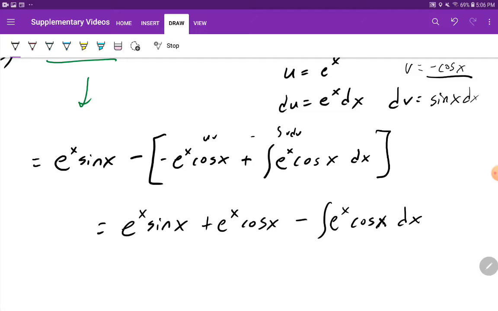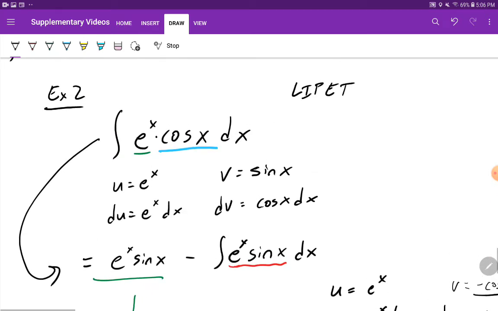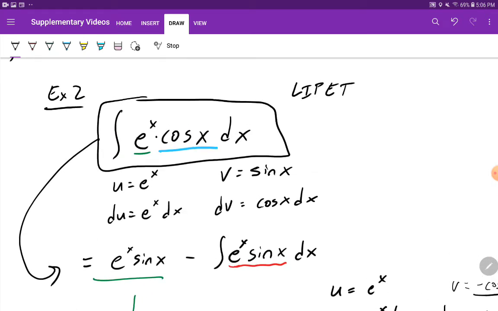Now, I know you guys are looking at this and you're like, yeah, that didn't help. You just flipped the signs, Joe. What are you doing, right? Hold on. If you think about it, this whole thing, what is this all equal to? Well, let me go back. What was this all equal to? Oh yeah, that's right. It was equal to the original problem, right? E to the x cosine x.